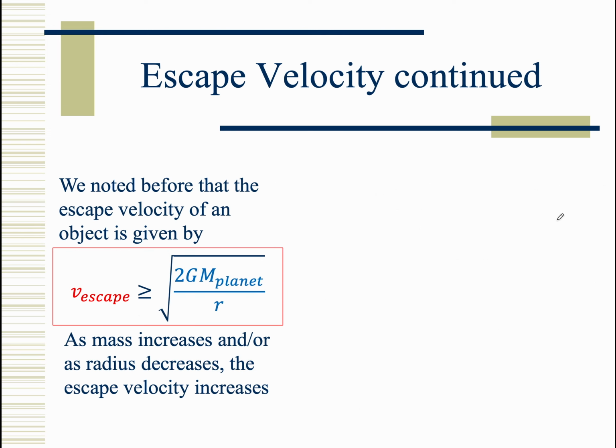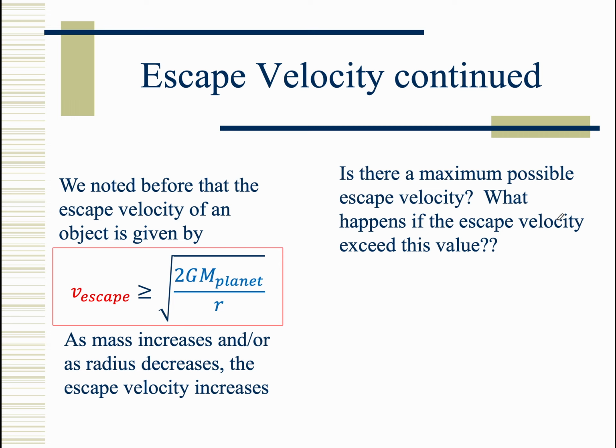Couple quick notes on this one before we get done. Escape velocity is given by that equation. Real quick question. Is there a maximum possible escape velocity? What happens if you exceed that value? Is there a maximum velocity? And it turns out, yeah, there is. A small letter c, which is the variable we use to represent the speed of light. Nothing can go faster than the speed of light.